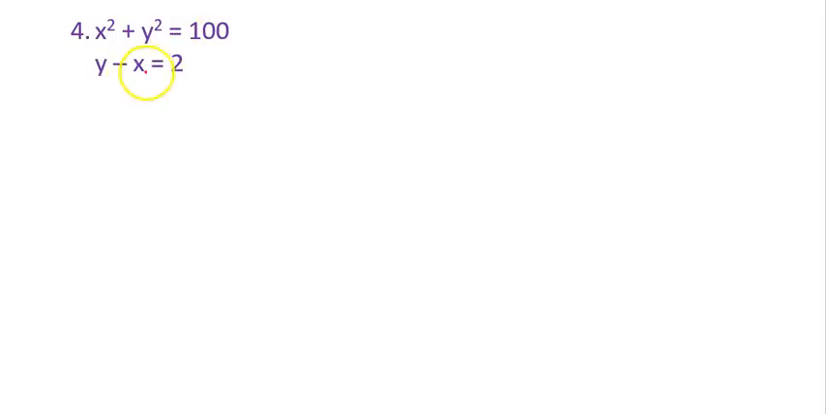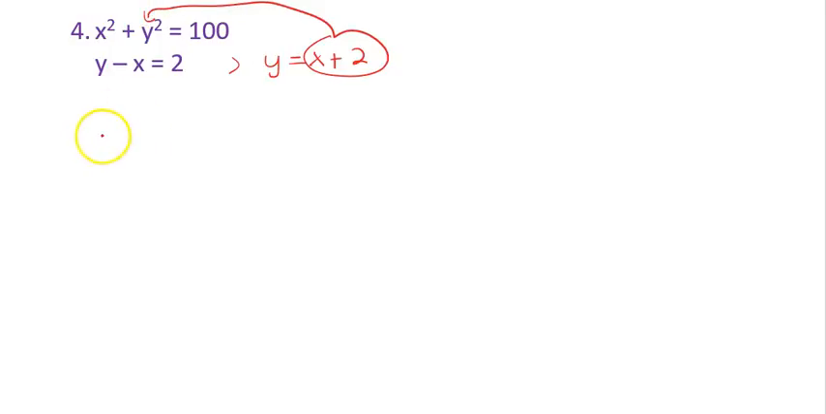Obviously, nothing is solved for here. I'm going to have to solve for something. I'm going to pick the bottom equation because it's just the easier one to work with. And I'm going to add x. So I'm going to get the y by itself and say that it is x plus 2, if I add x to the other side. I'm going to take that x plus 2 and plug it in for y in the other equation. Make sure you're plugging into the opposite equation than what you just worked on.